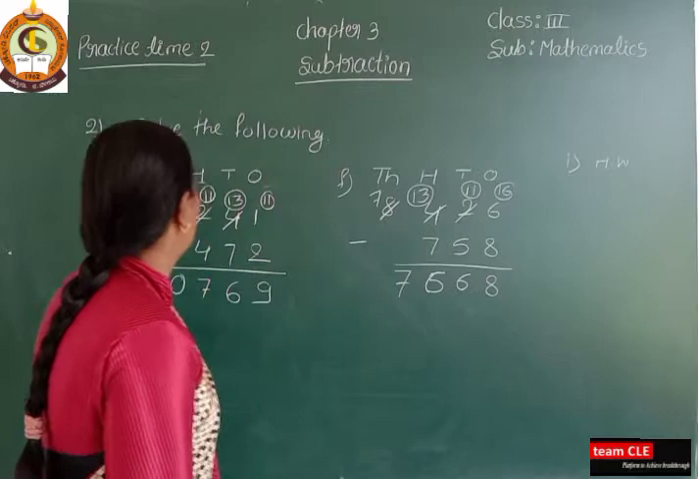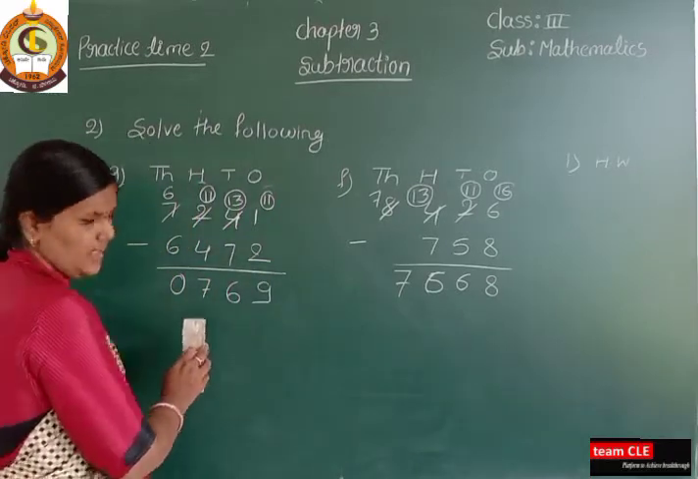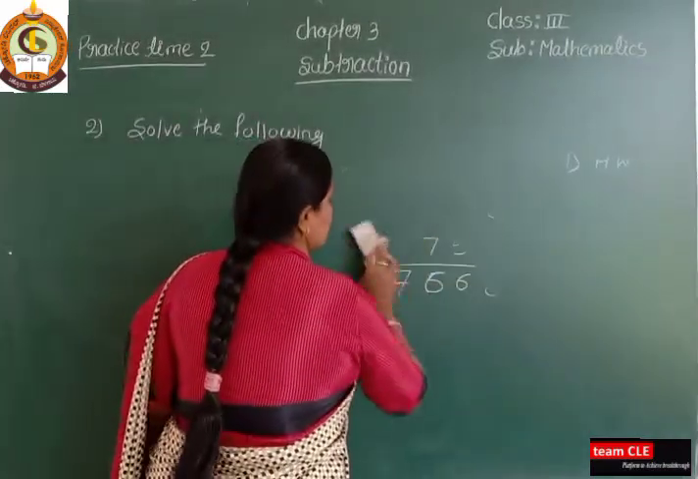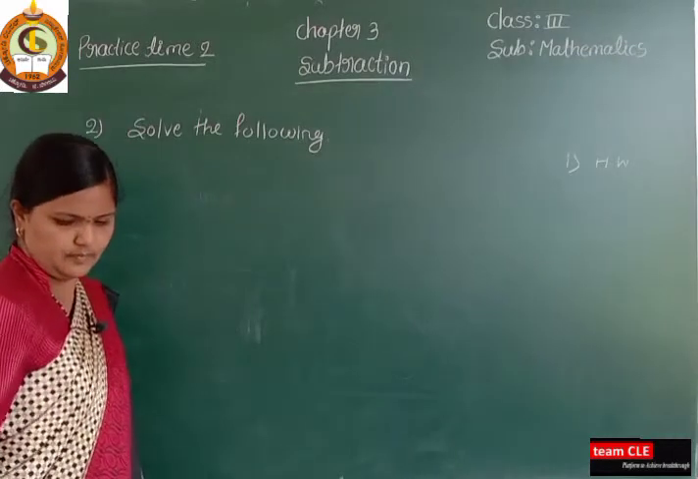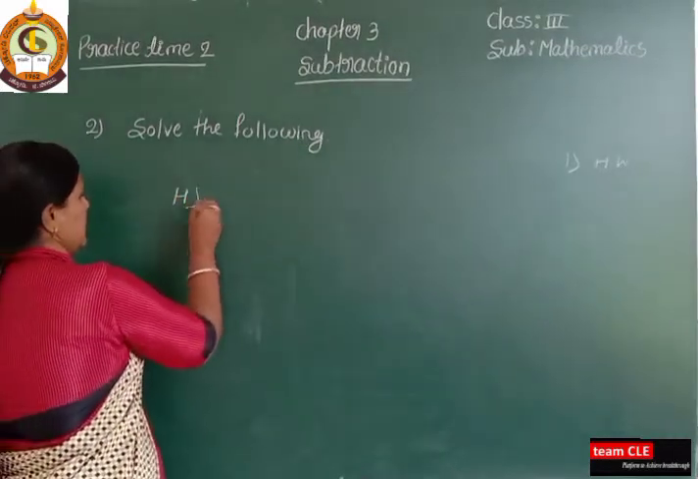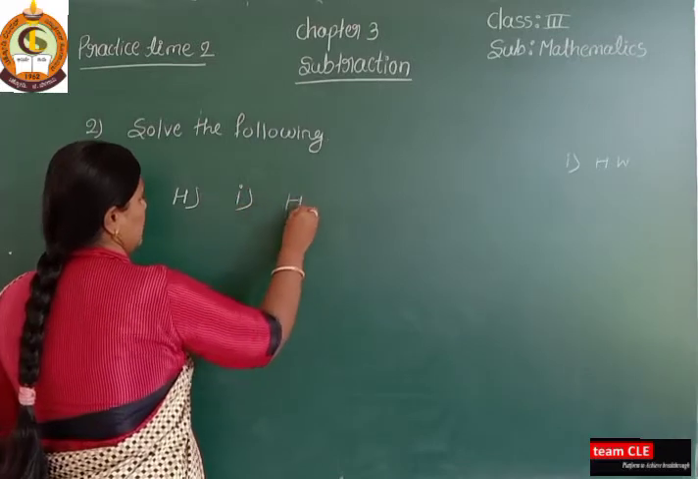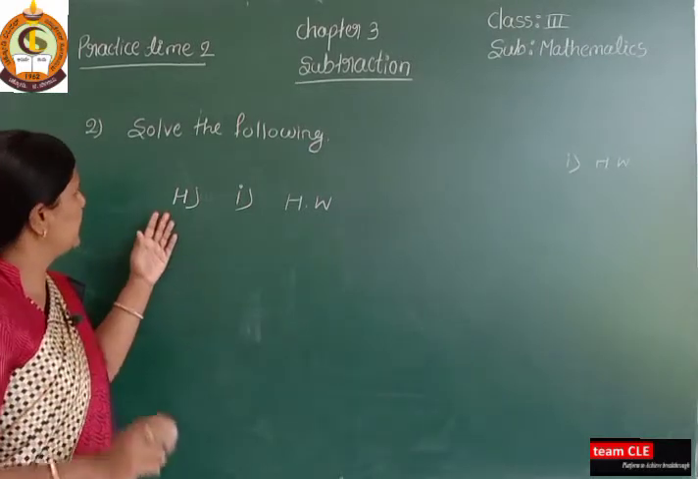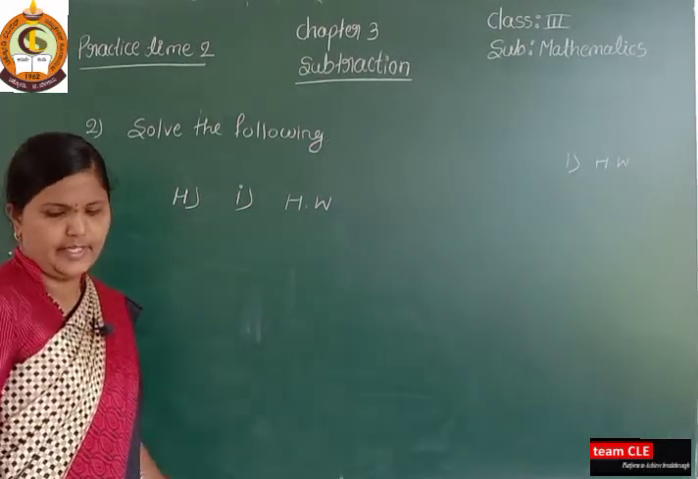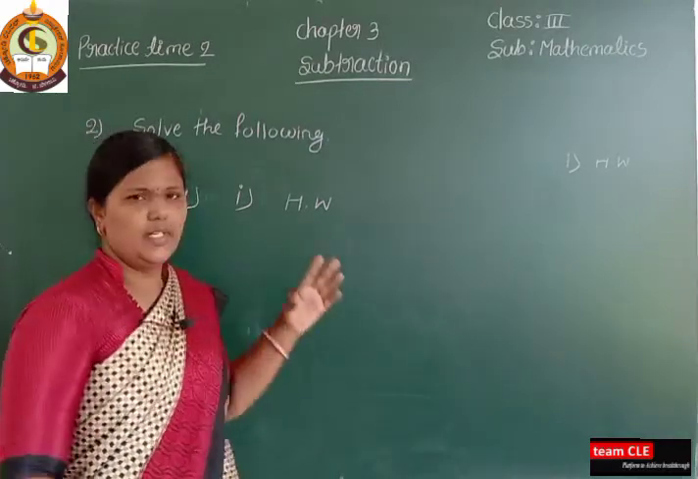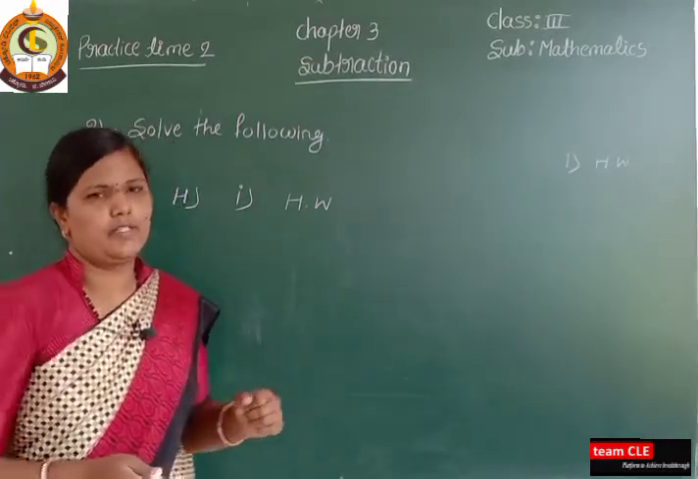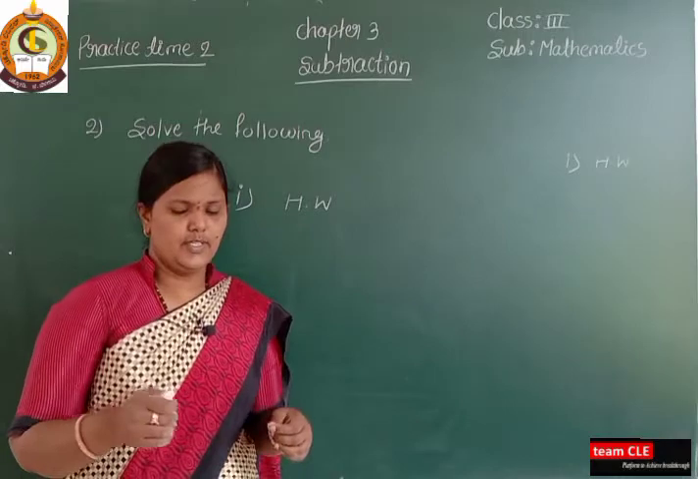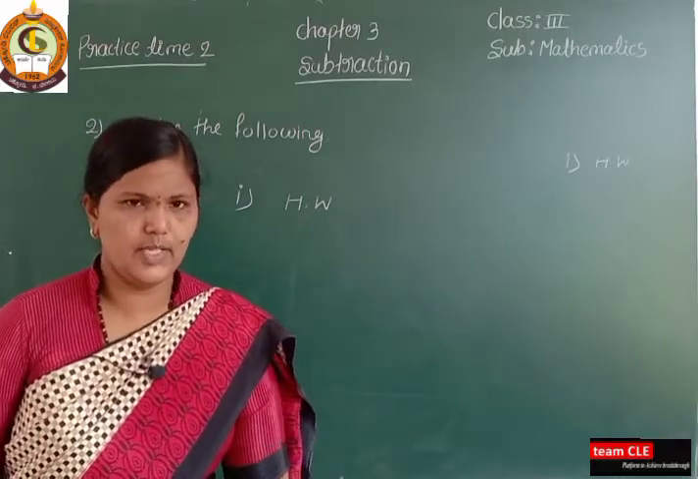The H1 problem, and H and I, both problems you have to do as homework. In the first question I gave one homework, the I problem, and in the second question, H and I, I gave 2 homeworks. Means totally I gave 3 homeworks. You have to do that homework and send it to my personal number. Till today I will stop here only, and the third question I will solve in the next class. Okay, bye, take care.